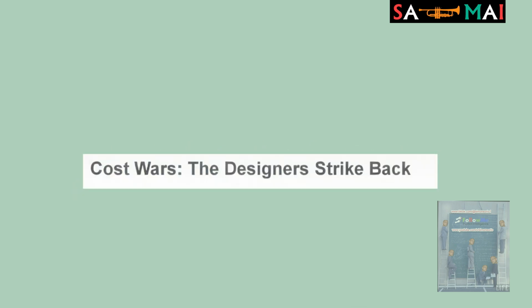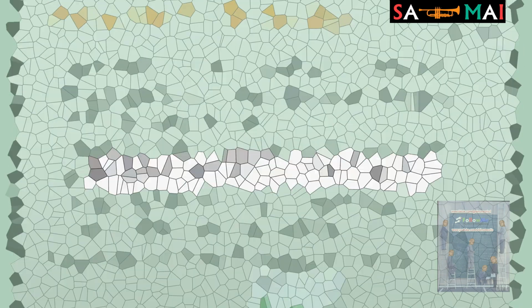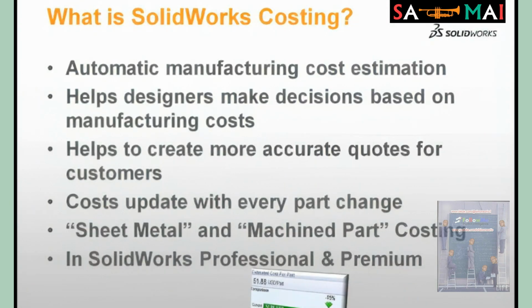Alright, so this webinar is going to be about costing, SOLIDWORKS' new module, costing, and Designer Strike Back. So what is costing? Well, costing is an automatic manufacturing cost estimator. It helps designers make decisions based on manufacturing costs instead of just kind of guessing. It's more accurate than guessing. So it's a great tool to use.